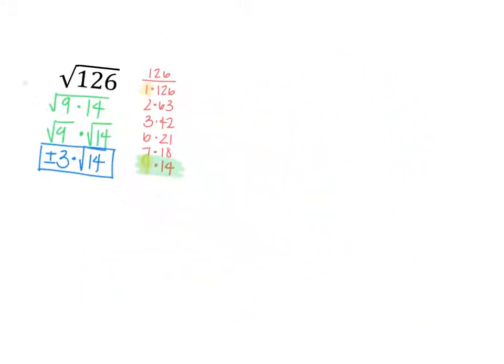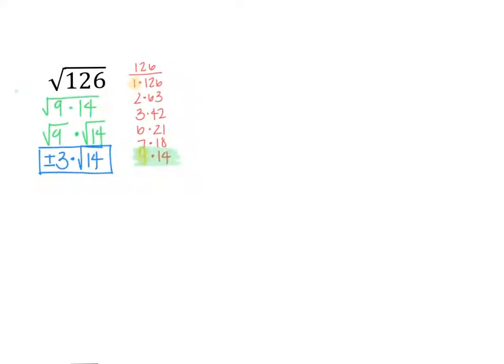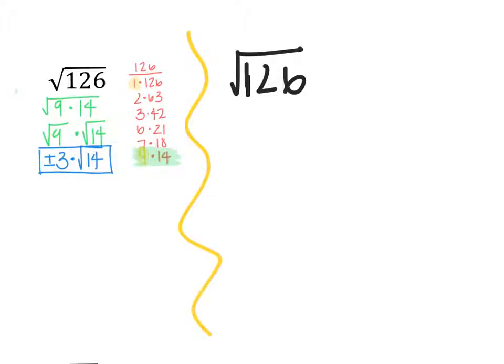So I'm going to make this a little bit smaller, and then I'm going to rewrite this problem. And I'm going to do this by prime factoring. So I'm going to do the square root of 126. So if I'm going to do the second method, let me draw a line here. This was the first method that I taught you. And then, oops, that was a terrible looking S.